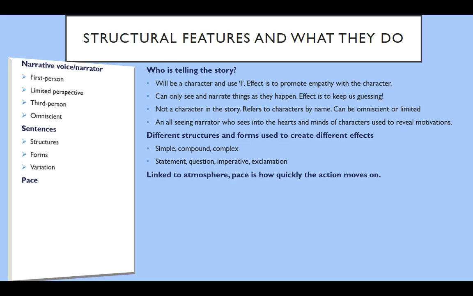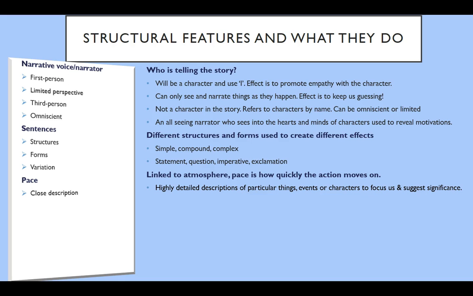You need to pay attention to the pace of a text. This is sometimes linked to atmosphere, and it's basically how quickly the action moves on and what happens to move the action forward. So this can be achieved through the use of close description, which we have in the extract from Hard Times. This is where you get a writer focusing very closely on one particular thing. So in the extract from Hard Times, Dickens is zooming in and he's focusing on this particular town to give us a real flavour of what the town is like.